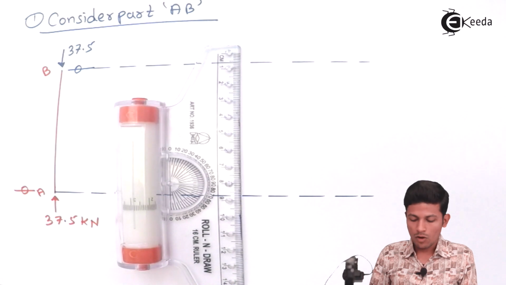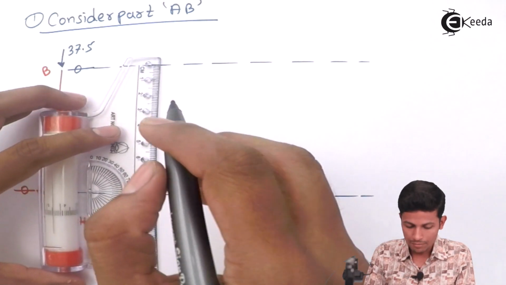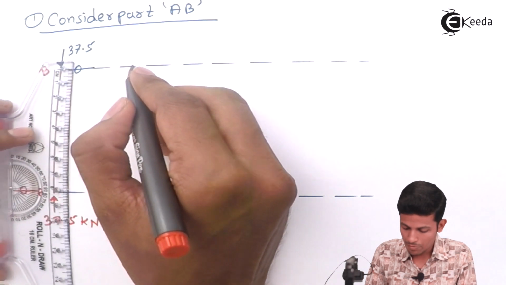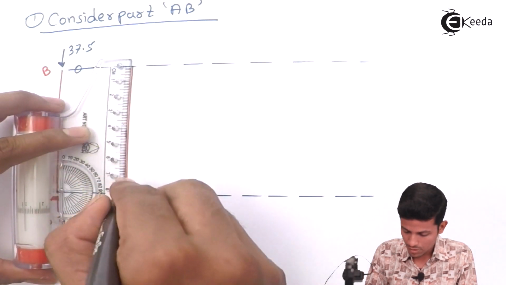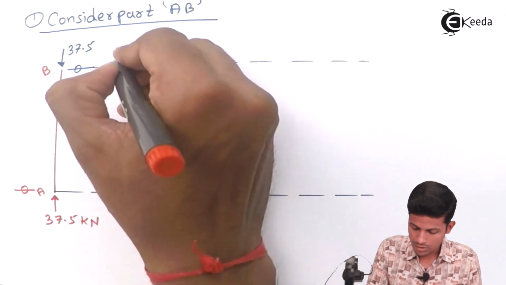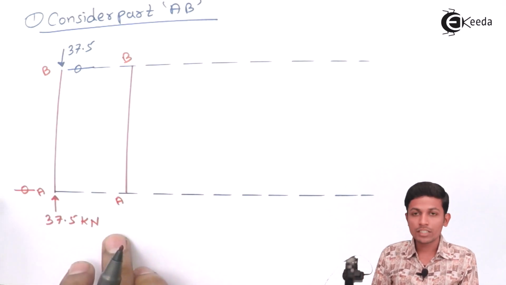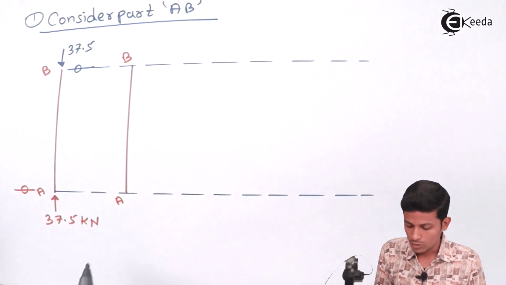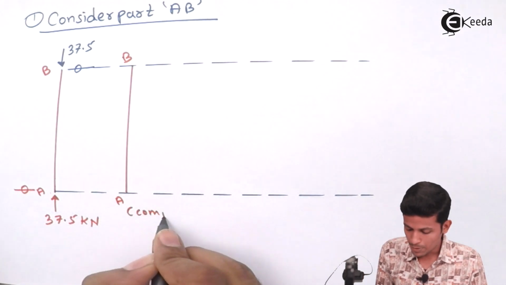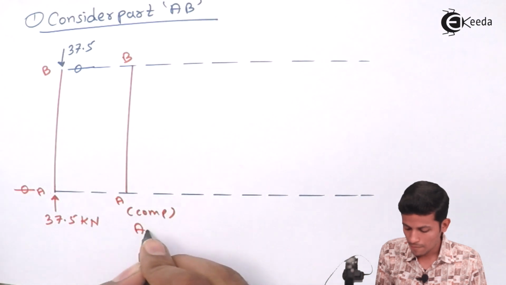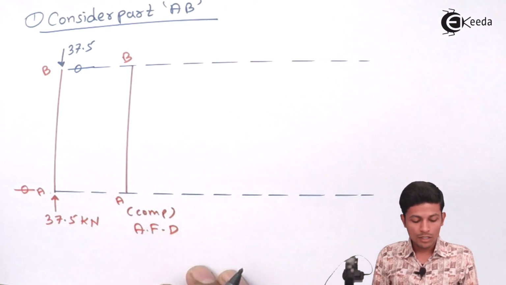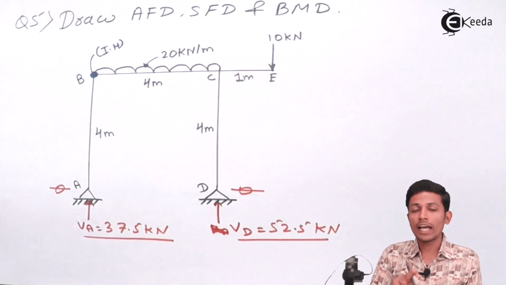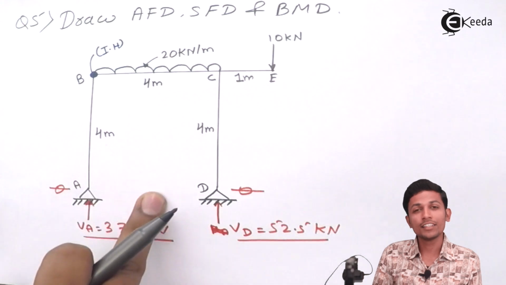Okay, now our first diagram will be AFD. First we have to draw the beam. This is your A, this is B. Since this is compression, compression means minus sign. Minus means, as I said in the previous sums also, you have to draw the diagram inside the frame, as you are standing inside the frame.